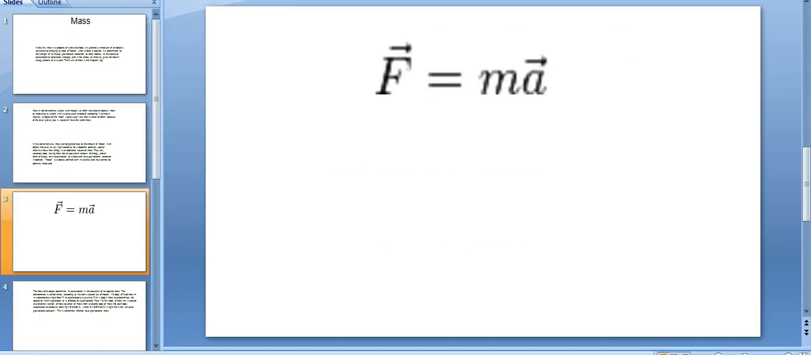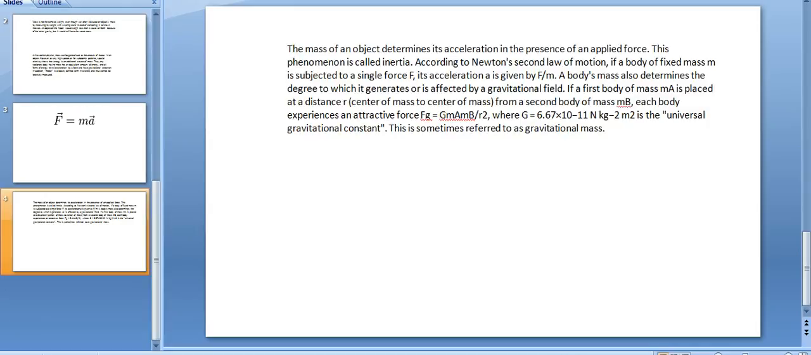And the equation of the mass is F = ma. Here, F is force, m is mass, and a is acceleration. The mass of an object determines its acceleration in the presence of an applied force. This phenomenon is called inertia. According to Newton's second law of motion, if a body of fixed mass m is subjected to a single force F, its acceleration a is given by F/m.